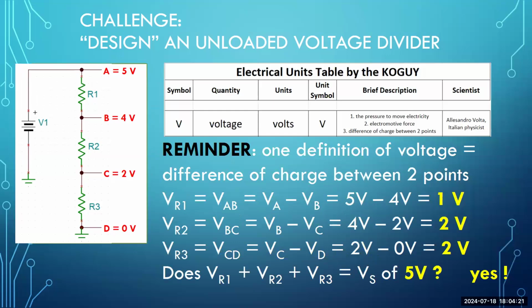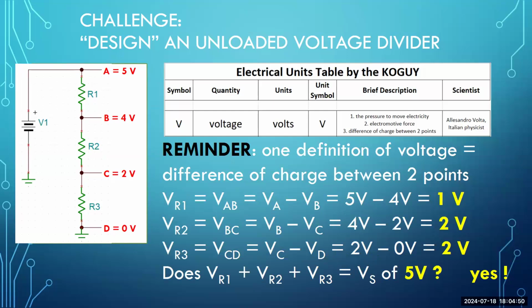Okay, coming back after our pause, hopefully you remember this way back in an earlier training video. You were introduced to the electrical units table. And the electrical units table, this is just a portion of it, shows a symbol for the quantity. So this capital V is the symbol for the quantity we call voltage. The units of voltage are called volts, and the symbol for volts is also a capital V.